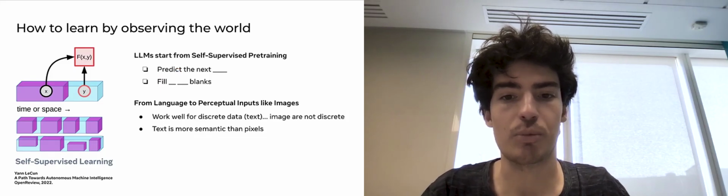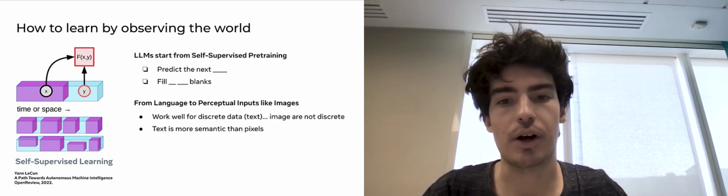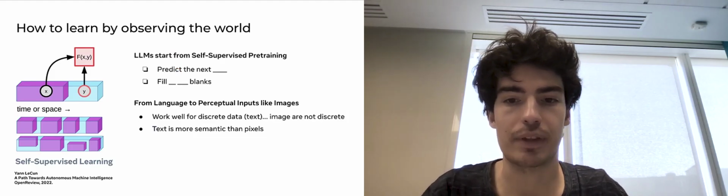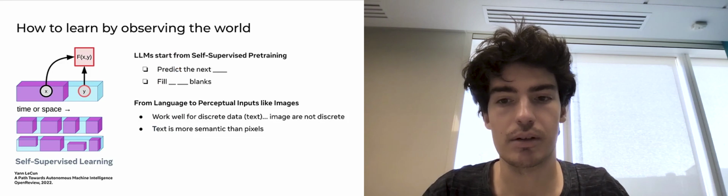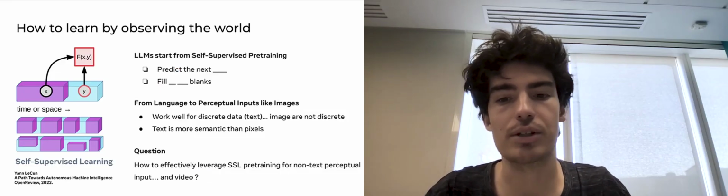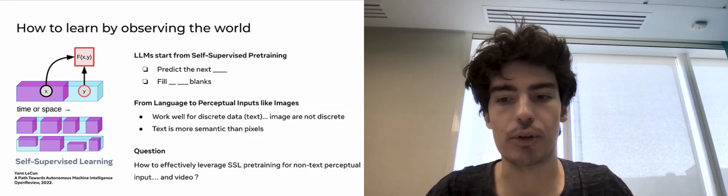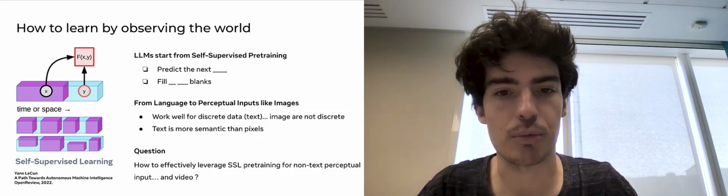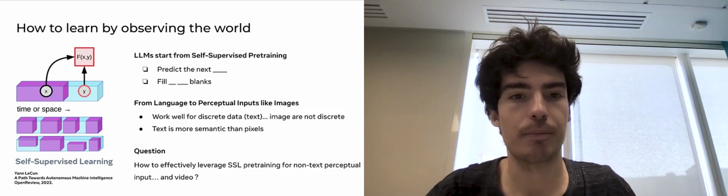But this works really well for text, but it's harder for perceptual inputs, because text is discrete and visual inputs are not, and text is also more semantic. So how to effectively leverage self-supervised learning pre-training for non-textual inputs, and potentially for video? This is what we are going to tackle in this work.